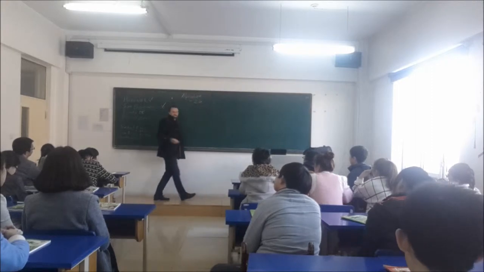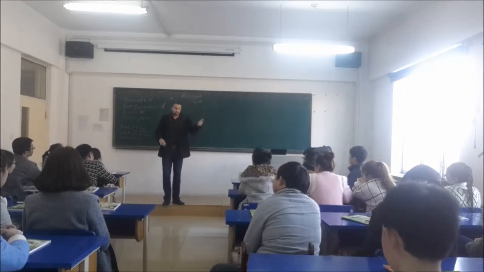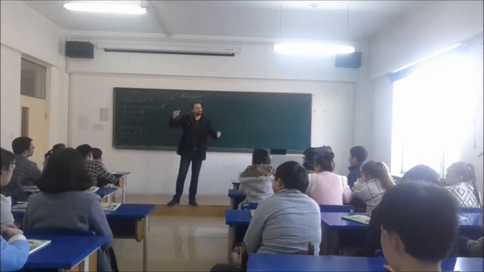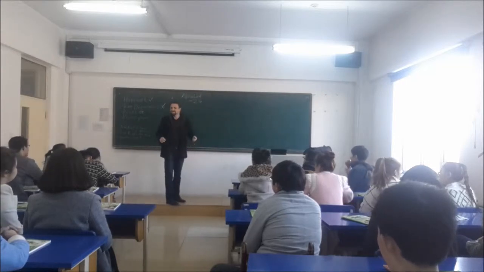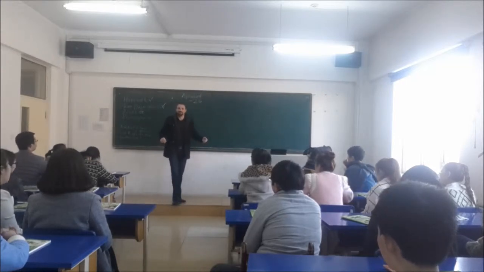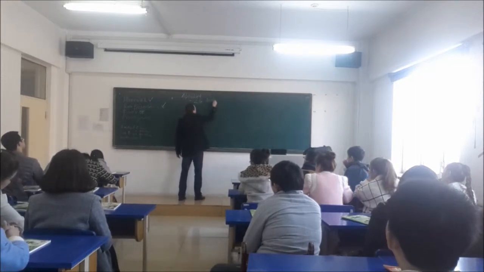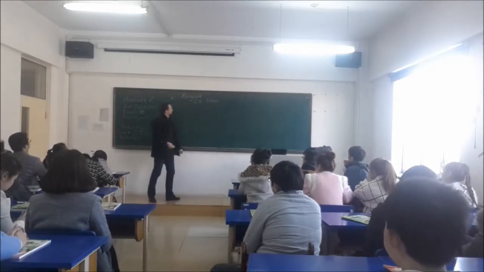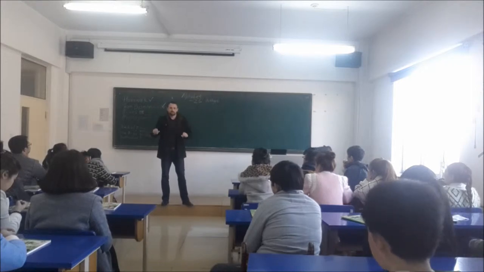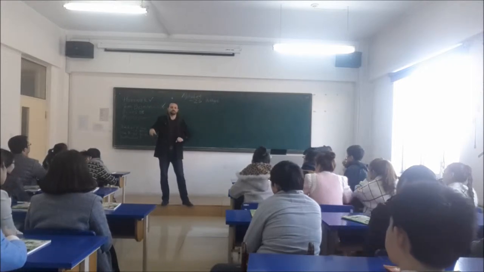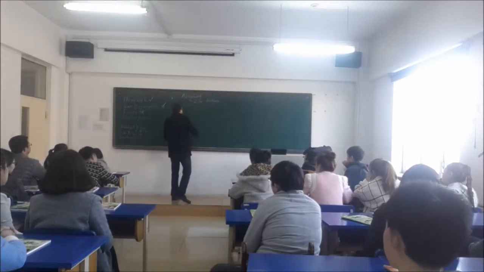There are 26 what? Letters. Okay. You think they're letters? 26 letters. Very good. And they go from A to Z. Okay, so the alphabet goes from A to Z. Very good.